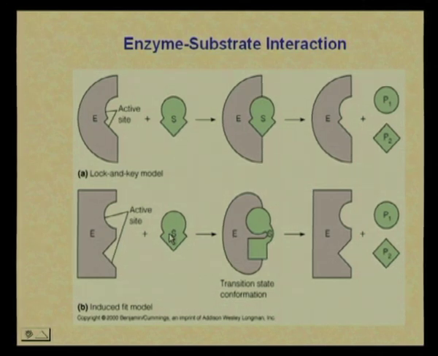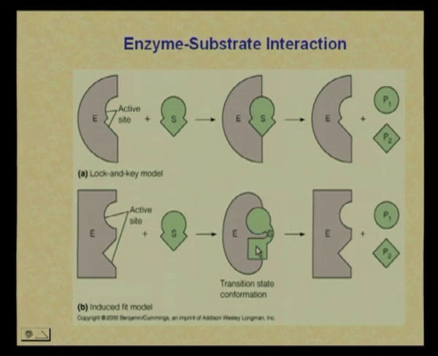Now, as the substrate approaches the enzyme, what happens? There is an accommodation of the enzyme. So, there is a slight change, a flexibility associated with this that is going to result in an induced fit. So, now we see that the shape of this has slightly changed.